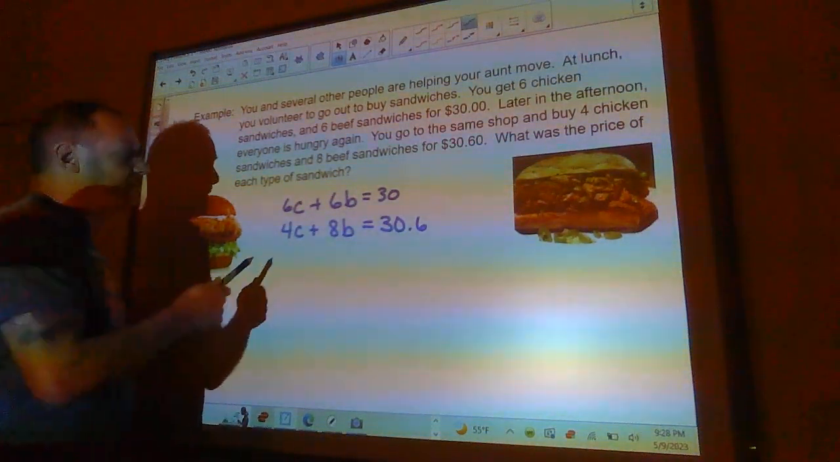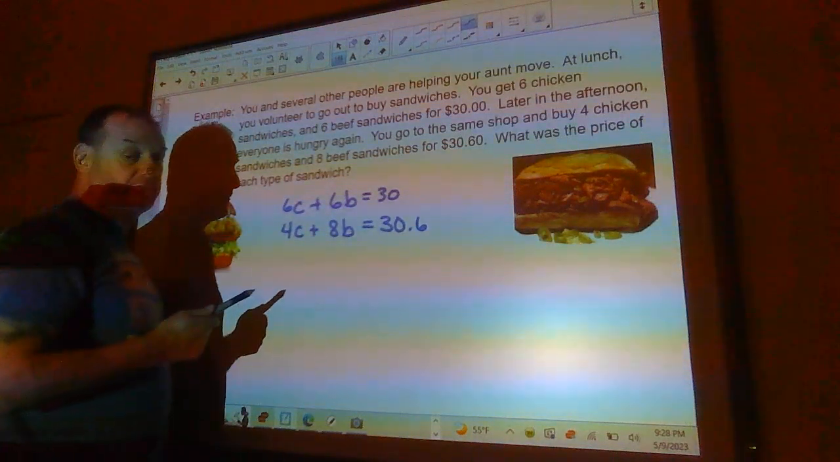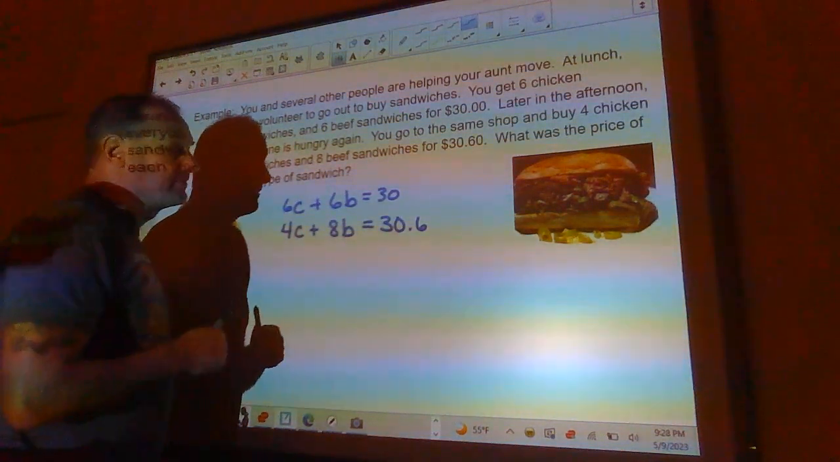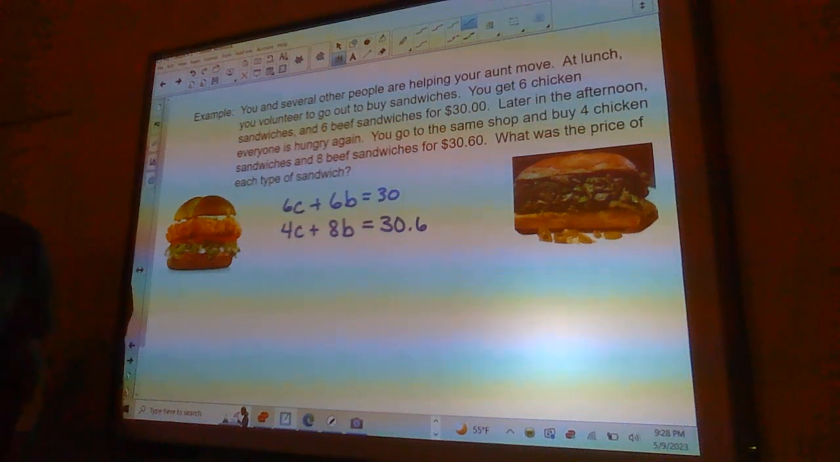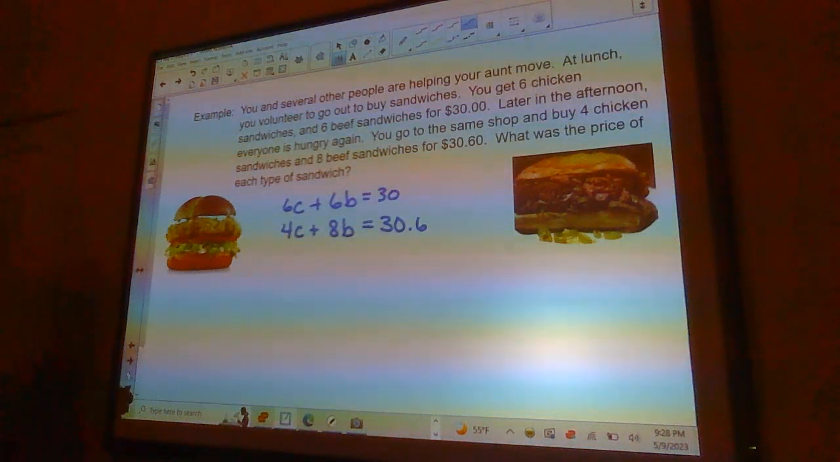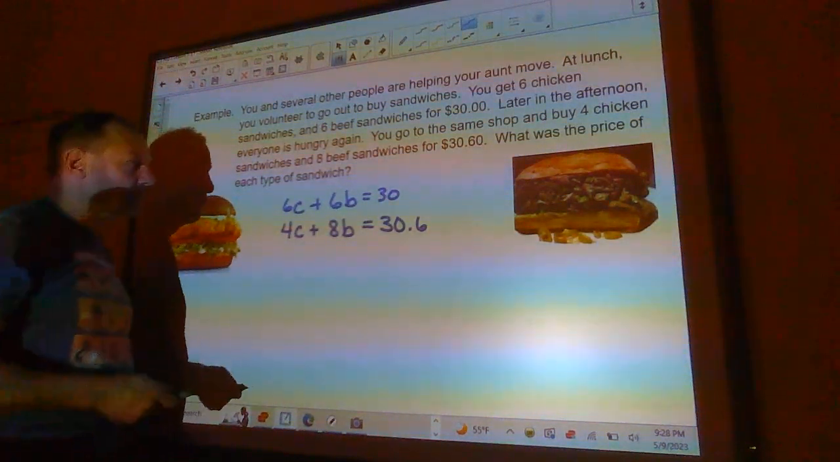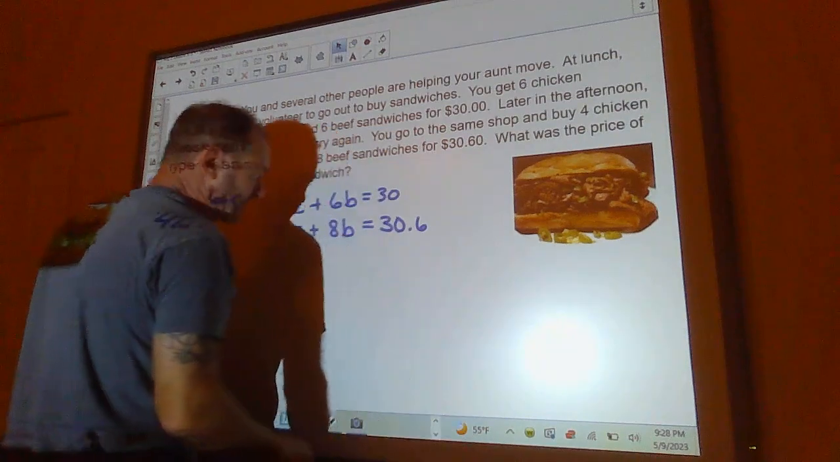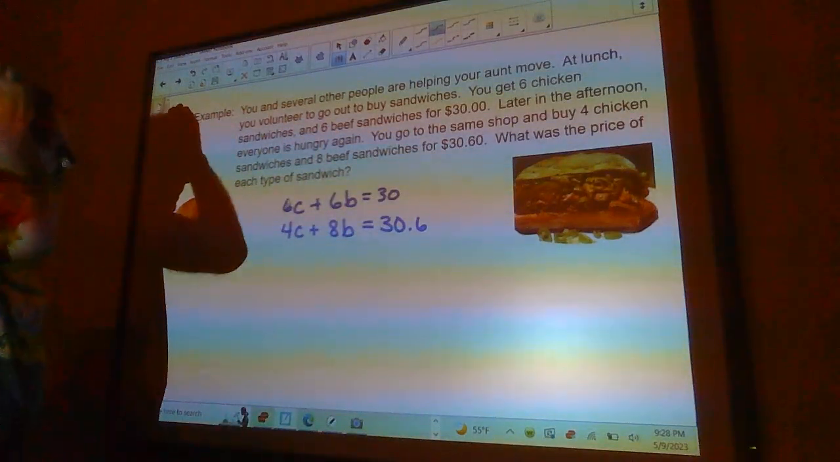Now, with this, it's pretty obvious what the labels are. You don't need to write them down, chicken and beef sandwiches. But sometimes you get really complicated equations or a lot of variables, and you might want to write them all down. What was the price of each sandwich? I just have to solve this.